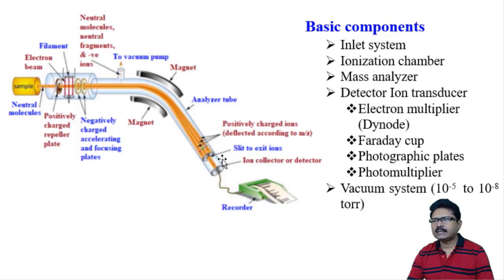And the next part is the detector. Different detectors are used in this case to detect charged particles: electron multiplier, Faraday cup, photographic plates, photomultipliers. These are the mostly used detectors to detect the different ions in a mass spectrometer. Then the vacuum system. The analyzer tube must be kept under vacuum because charged particles should not be allowed to interact with any other particle. That's why normally the full analyzer tube is kept at vacuum, and it is 10 to the minus 5 to 10 to the minus 8 torr.